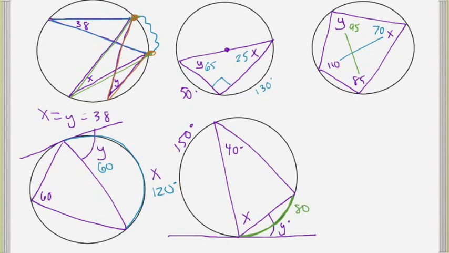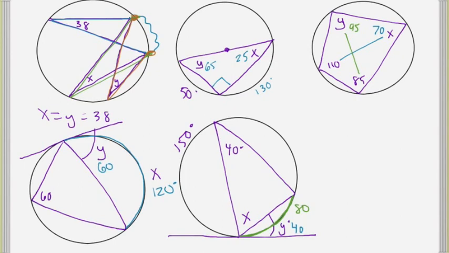Why is that arc 80? Because it should be twice as big as the inscribed angle. So the inscribed angle is 40, that arc should be twice as big. So that arc is 80, which means y is 40. Is it always the same as the inscribed angle? Yep, because they're both half as big as the same arc.